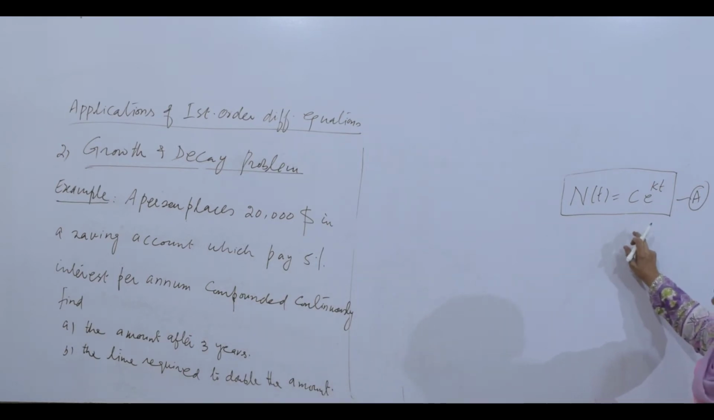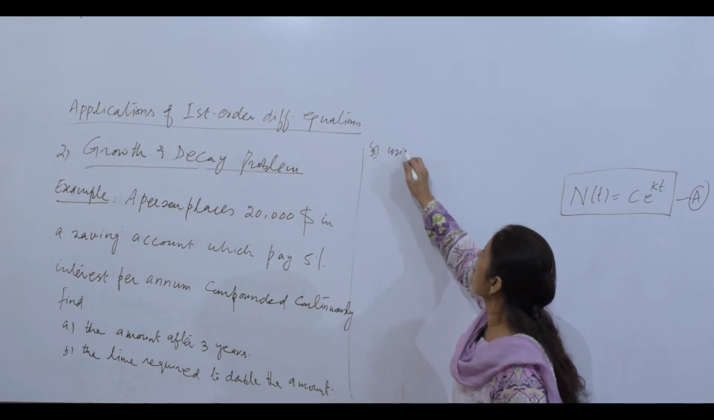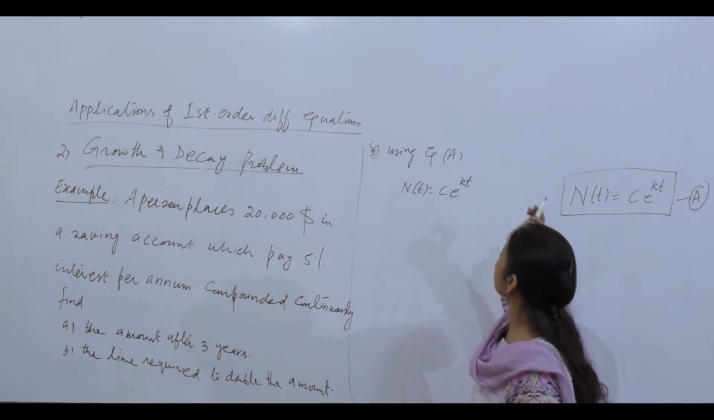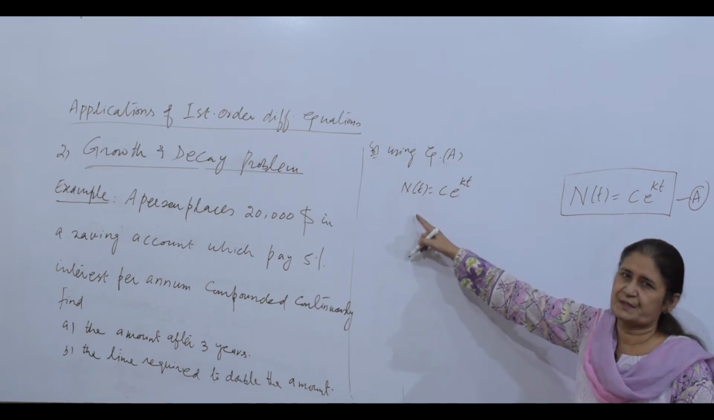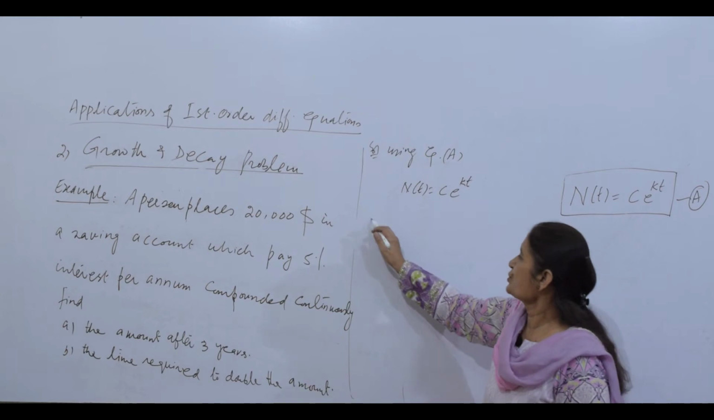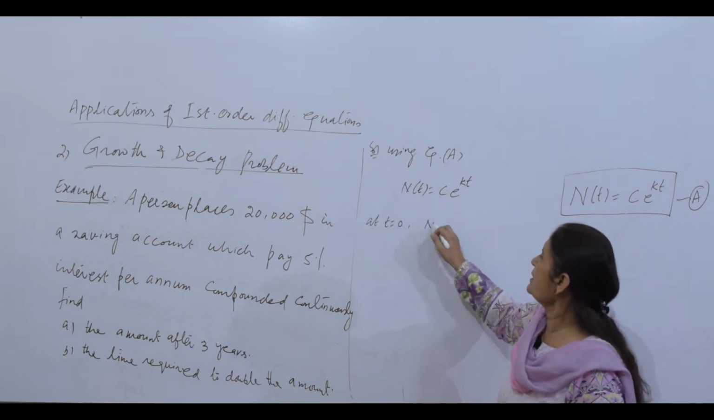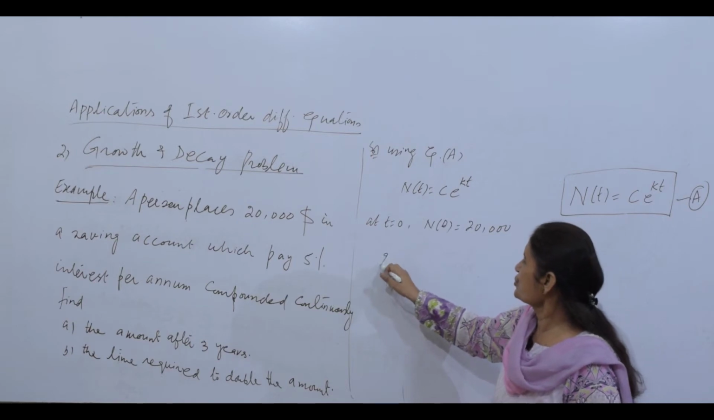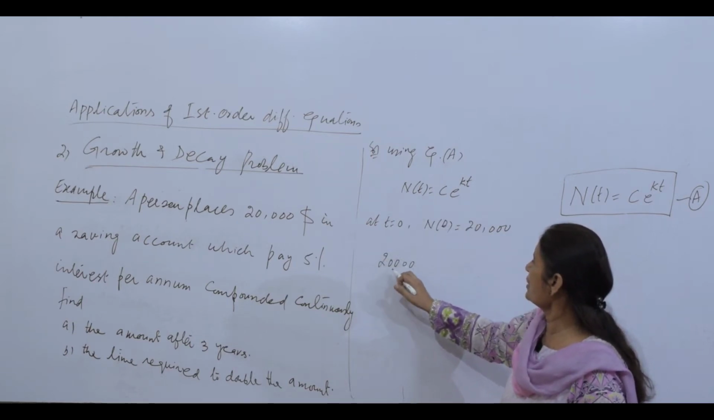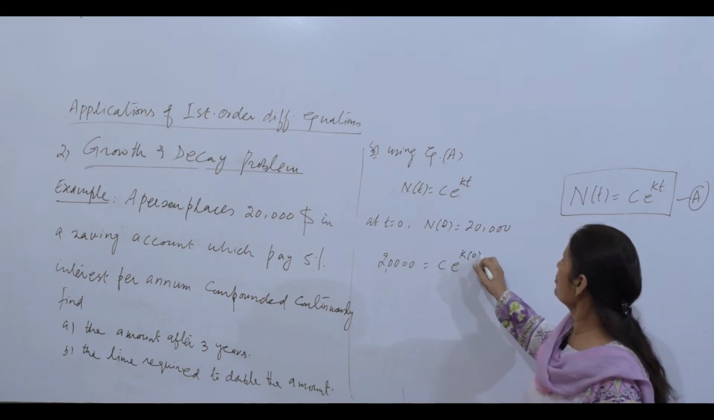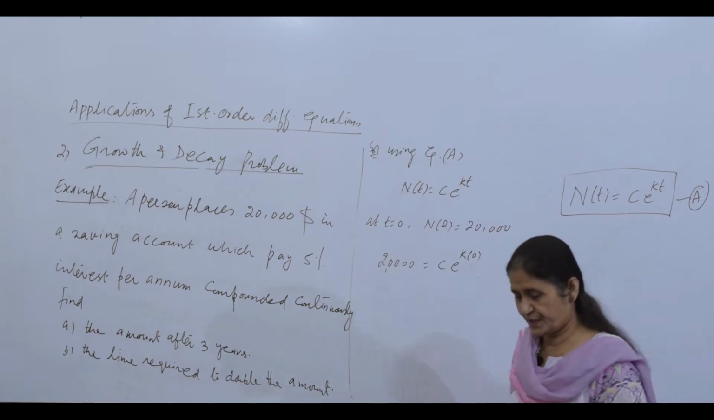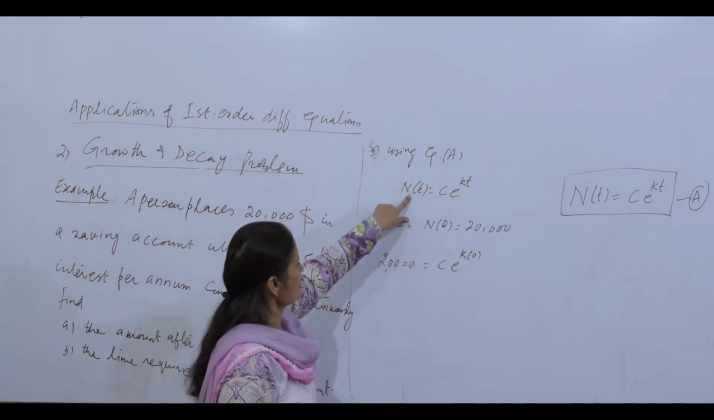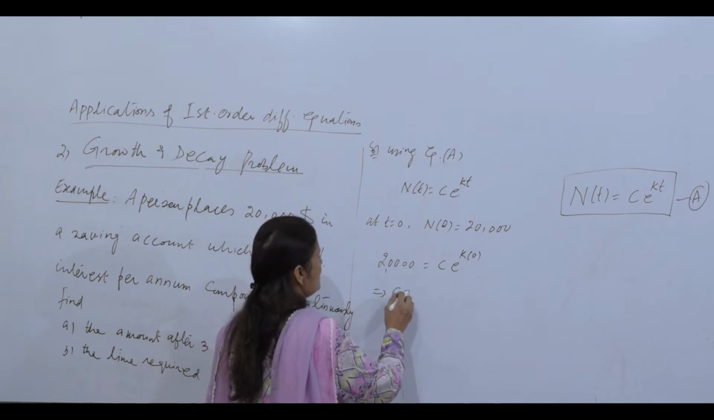So the solution uses equation A, N(t) = C e^(kt), where N(t) is the amount of the substance. At t equal to 0, N0, what is that? It is $20,000 initially. So putting in equation A, 20,000 = C e^(k·0), since initially at t equal to 0 the amount is $20,000. This implies C is equal to 20,000.